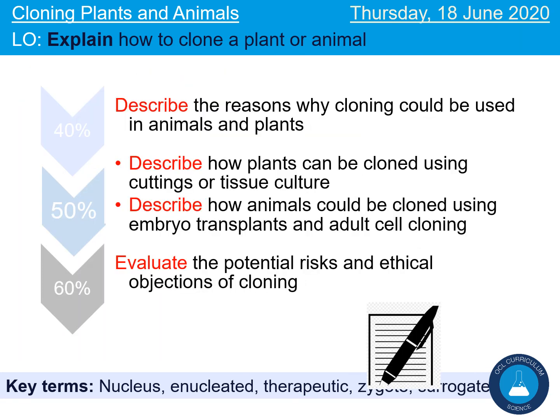Okay, so in today's tricky topic video, we have gone through the reasons why we would clone animals and plants. We have described 2 processes to clone plants, which is cuttings and tissue culture. We've described the two processes to clone animals, using embryo transplants and adult cell cloning, and we've evaluated the risks and potential objections to cloning.